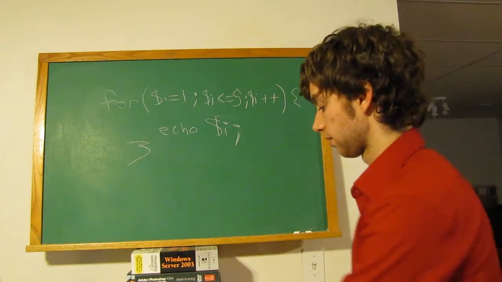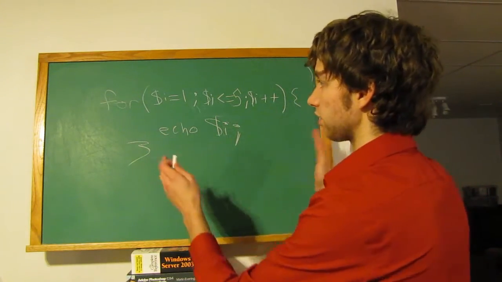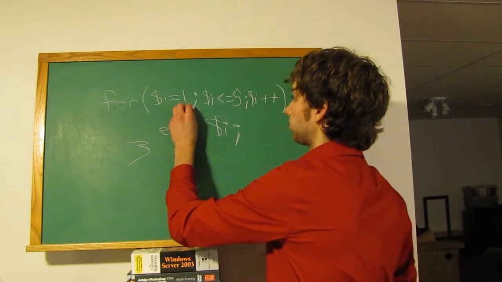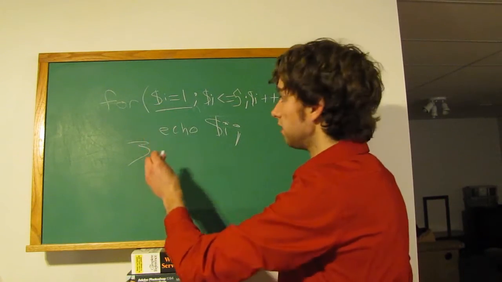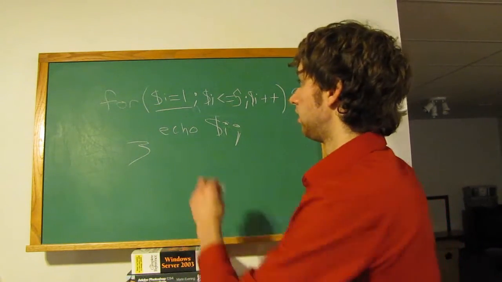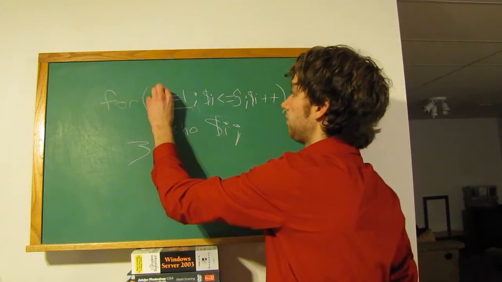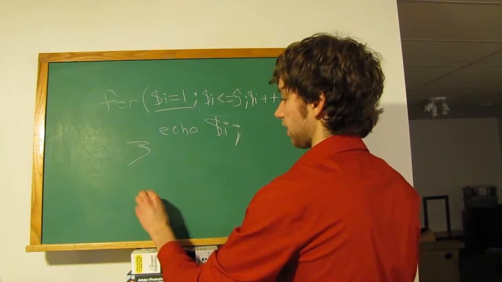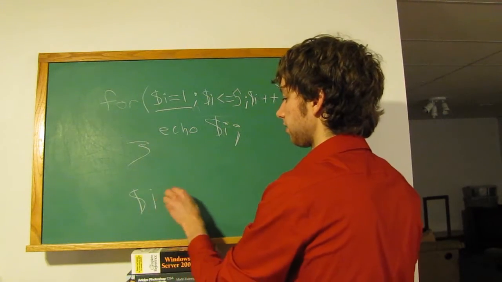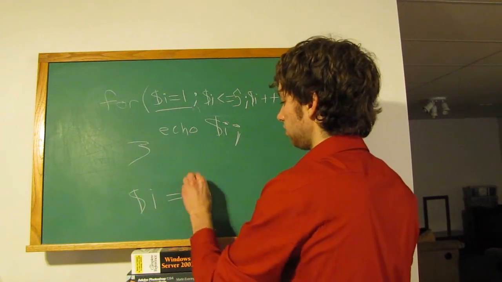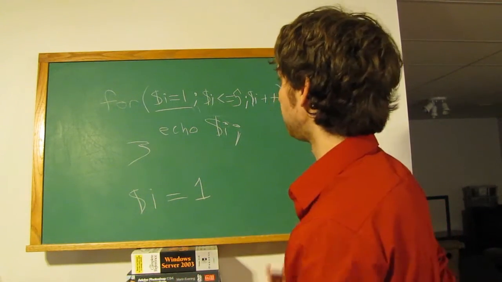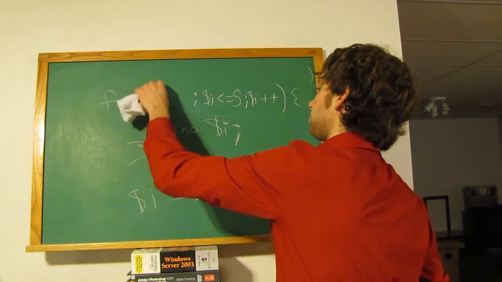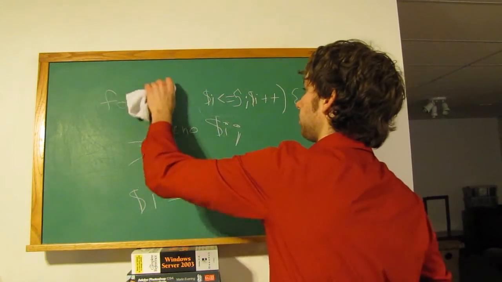Hopefully that makes sense. So when we first start this, the first expression, the first parameter we put in, is going to be run. So now the variable I has the value 1. So I'm just going to write that down here. Variable I has the value 1. That's the only time that expression is going to be used. So that parameter is now over with.